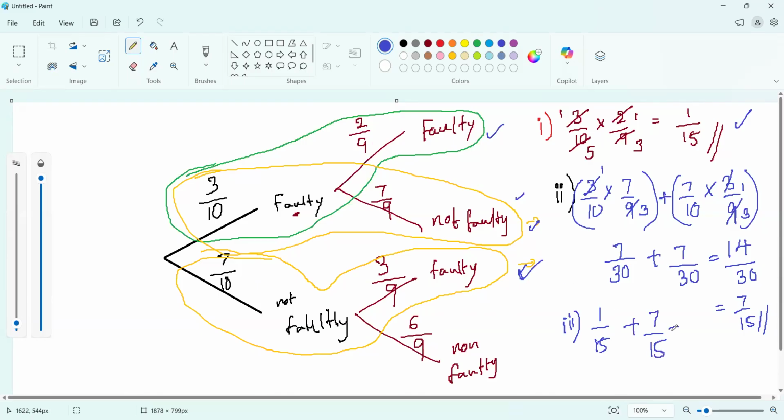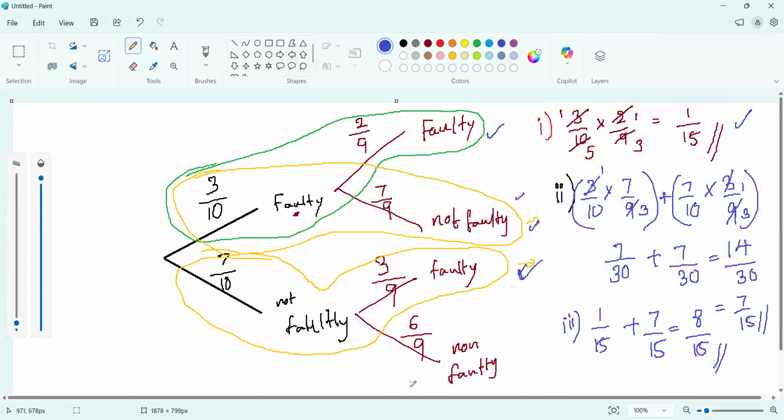All together, you have to add here 8 over 15 because I did not calculate only the last branch. It is both are non-faulty. They are asking at least one bulb faulty. It may be both are faulty also. At least one bulb faulty means both are faulty also. So I can consider the first one and the second one, all. You can add all. Clear?